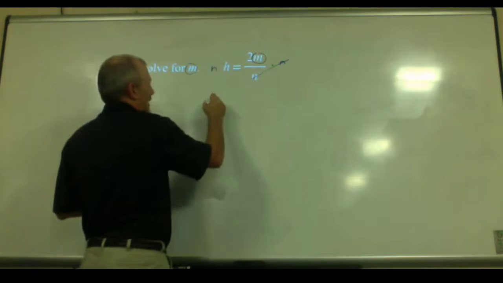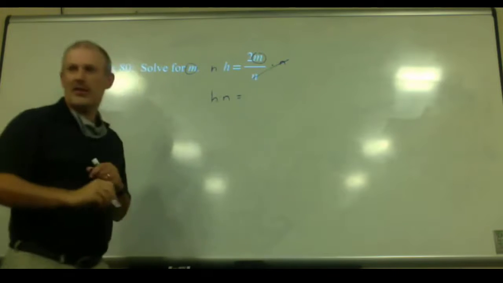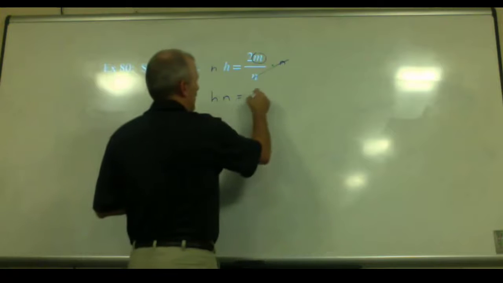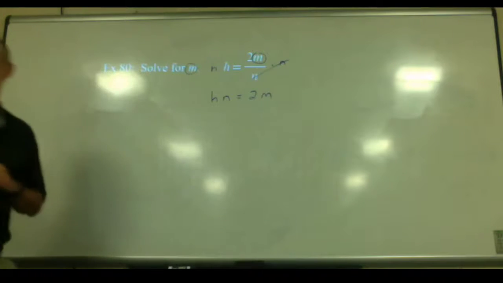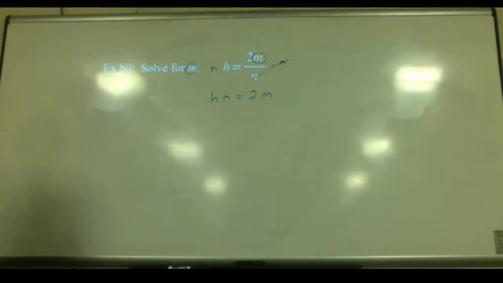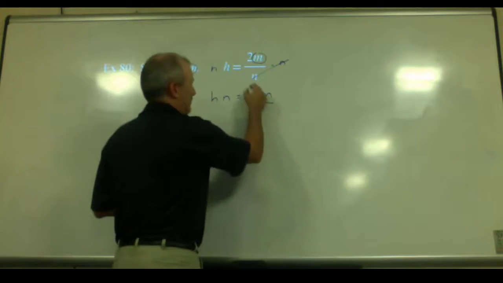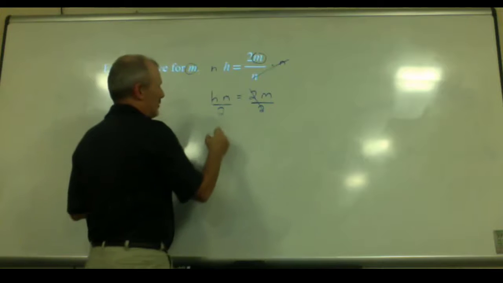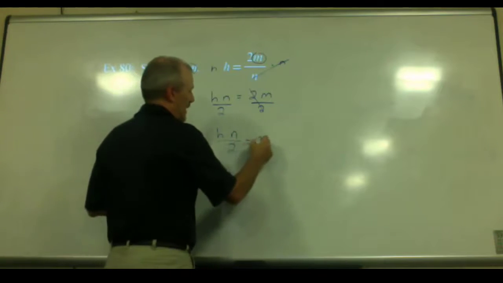So now we have h times n, and I'll put the times sign there, but you really don't have to, just to emphasize. And then over here we have 2 times m. How do we finish getting that m by itself? Divide by 2. So we find out h times n divided by 2 is equal to m.